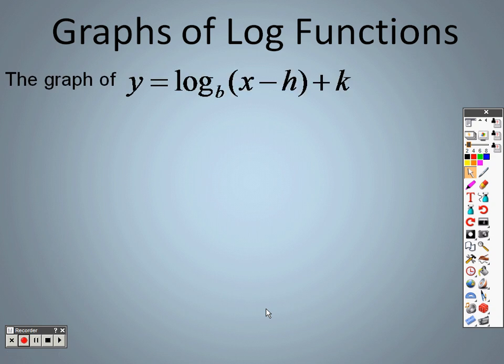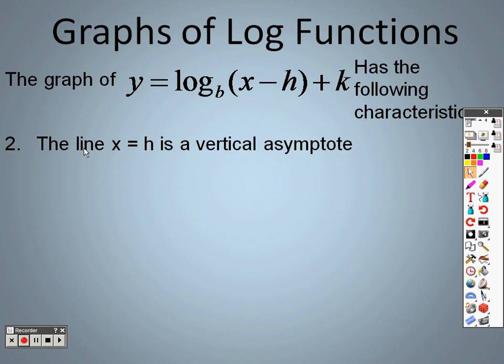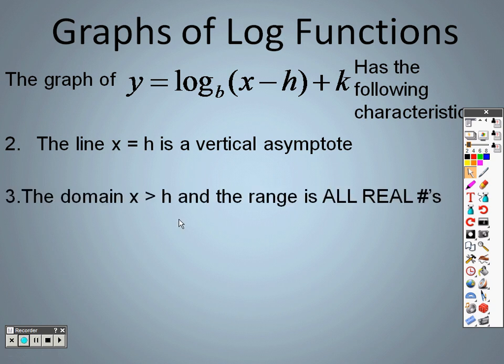Graphs of logs. When we're talking about graphing logs, here's the form of graphing a log. You have a little base b, which is used to being your base. That's your x minus h plus k. The same formula as we've been doing before. It follows the same characteristics of everything else. The line x equals h is a vertical asymptote. In all the exponential functions, we were talking about horizontal asymptotes, which went straight across. In logs, this h is your vertical asymptote. That means it's going up and down. And the domain is x is greater than h, and the range is all the real numbers.